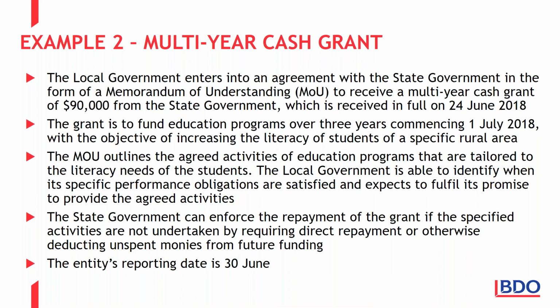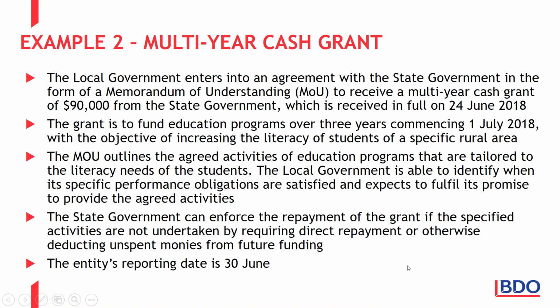Now, the Memorandum of Understanding outlines the agreed activities of education programs that are tailored to the literacy needs of the students. Now, the local government is able to identify when its specific obligations are satisfied and expects to fulfill its promise to provide the agreed activities. So we can see that we've got sufficiently specific performance obligations. The state government can enforce the repayment of the grant if the specified activities are not undertaken. So we've got an enforceable agreement, and the entity's reporting date is 30 June.